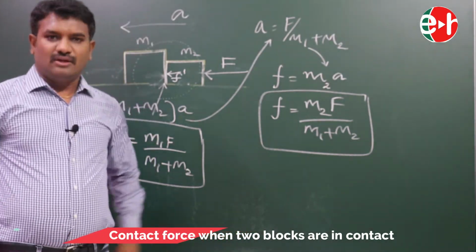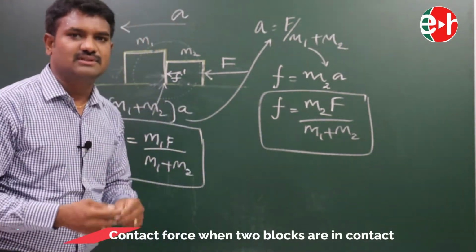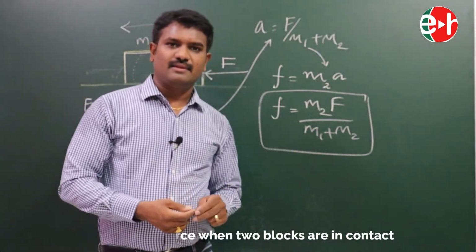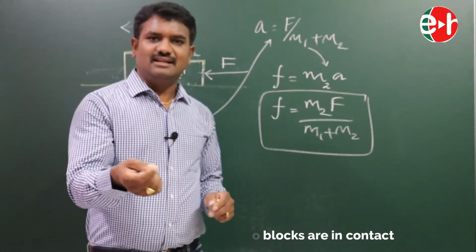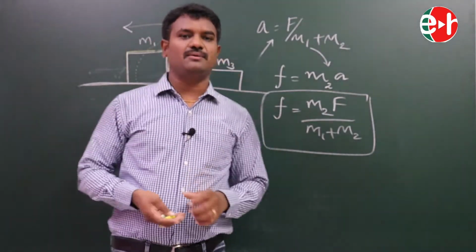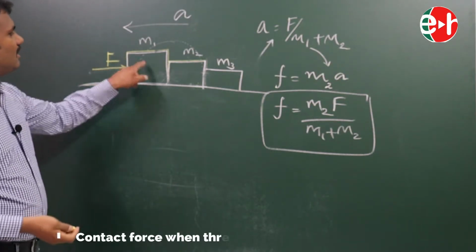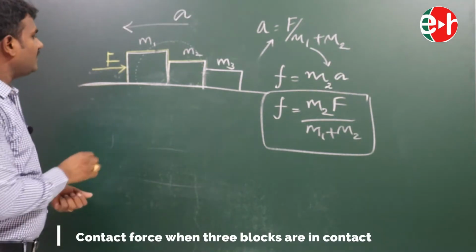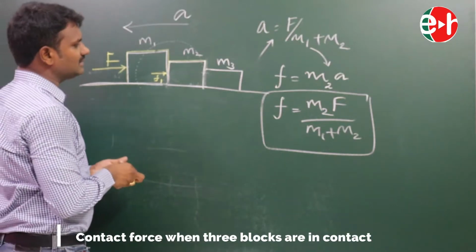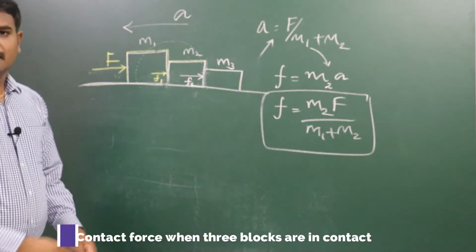Is it clear? Now let us see what happens if there are three blocks. What is the contact force if there are three blocks? The physics behind this problem is the same as before, but a small logic is added, that's all. The remaining portion is the same. Imagine that there are three blocks now. A force capital F is acting on block M1. Now the question is, what is the force acting on block M2? Say that is F1. What is the force acting on this block M3? Say that is F2.